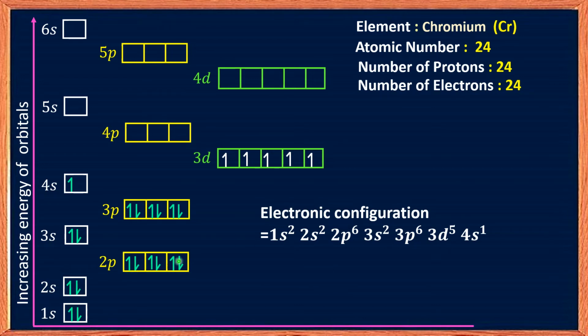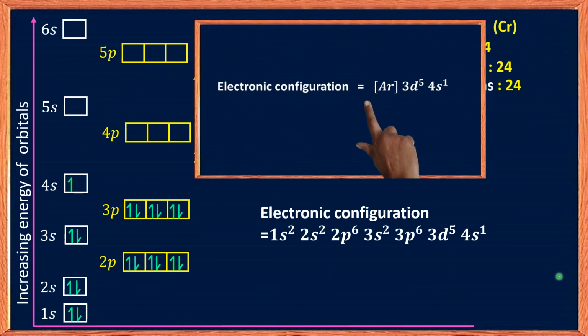1s2, 2s2, 2p6, 3s2, 3p6, 3d5. It is following 3d5 and 4s1. Or the short way we can write it as argon 3d5 4s1, isn't it? So chromium has abnormal electronic configuration because of this reason explained. Okay.